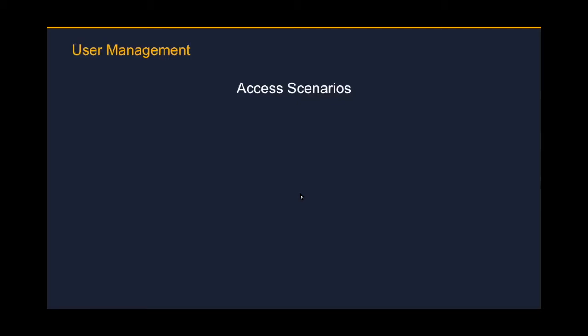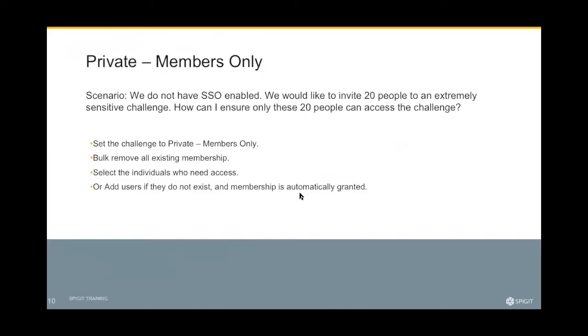So let's walk through some scenarios. The first, again, is private members only. So in this scenario, we do not have SSO enabled. We'd like to invite 20 people to an extremely sensitive challenge. So maybe this is like a CEO challenge or something, a small group. How can I ensure that only these 20 people can have access to the challenge?